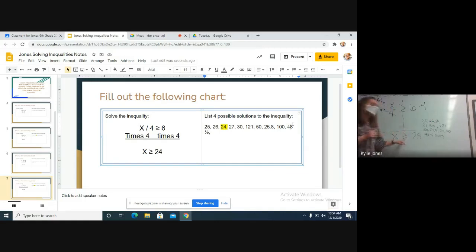It was already said. But remember, as long as I have that or equal to symbol, it can be that exact number. Can we go on for infinity? Yeah. Honestly, we could. There's like infinite solutions to an inequality. It's scary, but it's a possible solution.